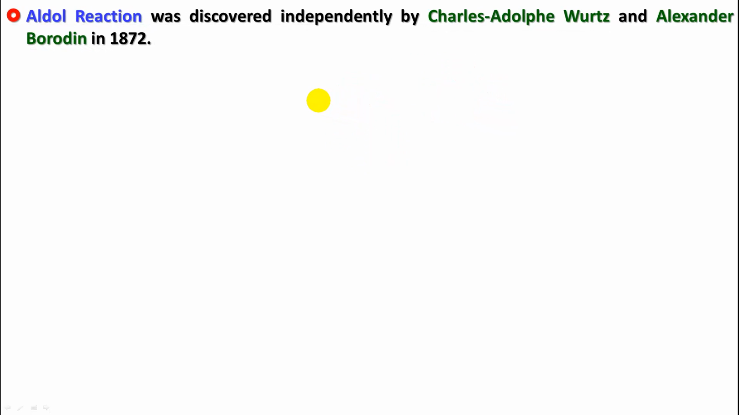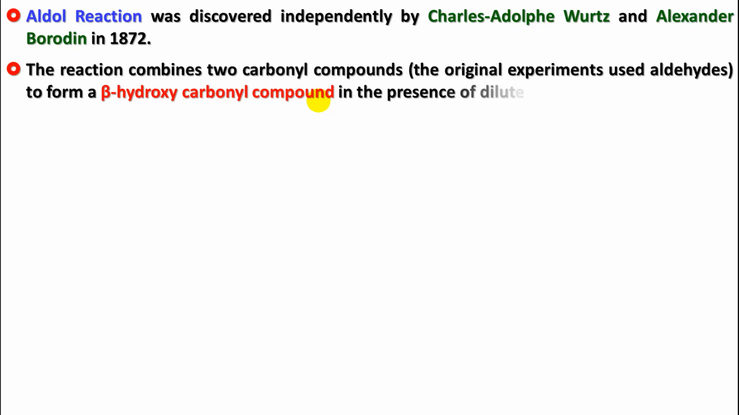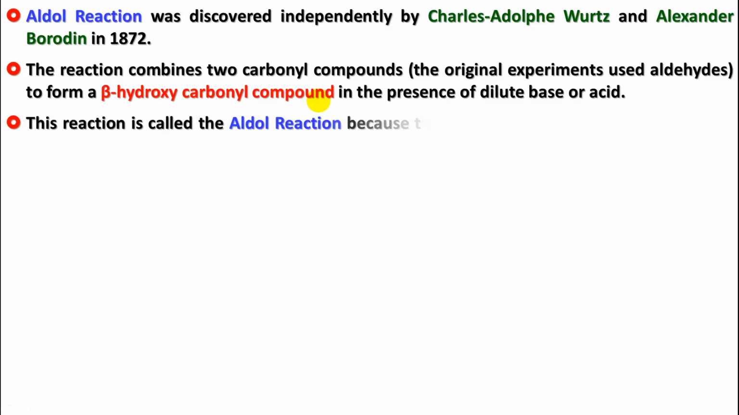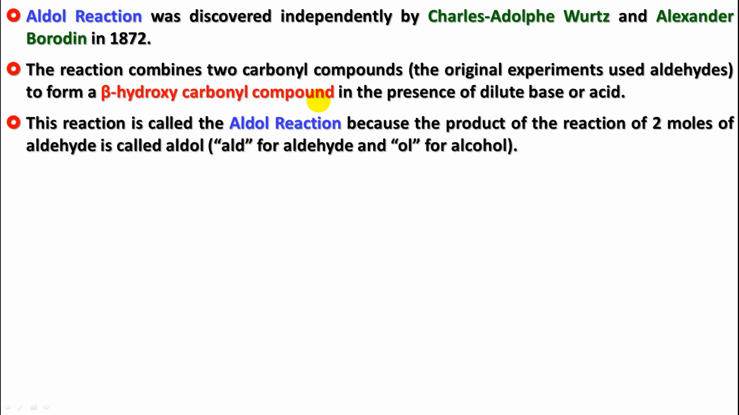So we are going to talk about the formation of this compound. Here the reaction combines two carbonyl compounds, and the original experiment used aldehydes to form a beta hydroxy carbonyl compound in the presence of dilute base or acid. Now this reaction is called aldol reaction because the product of the reaction of 2 mole of an aldehyde is an aldol, aldehyde and alcohol.